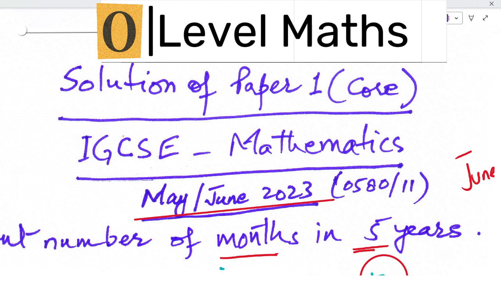However, from June 2025, you will not be allowed to use a calculator for the Mathematics Core Paper 1. So you will have to practice your oral mathematics or calculation without a calculator.